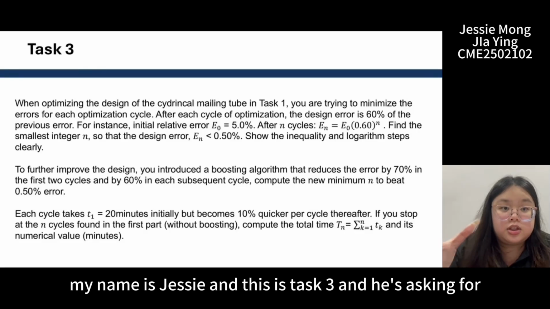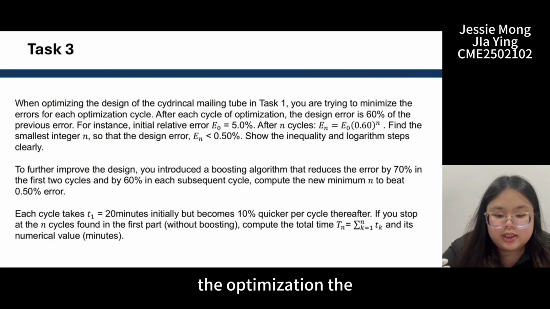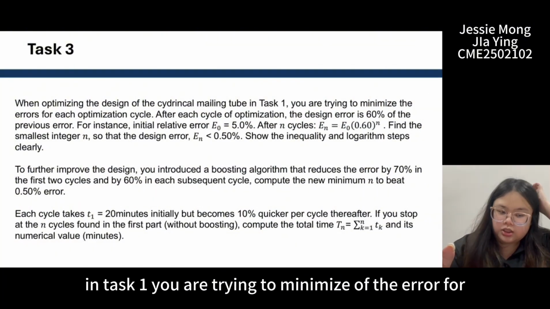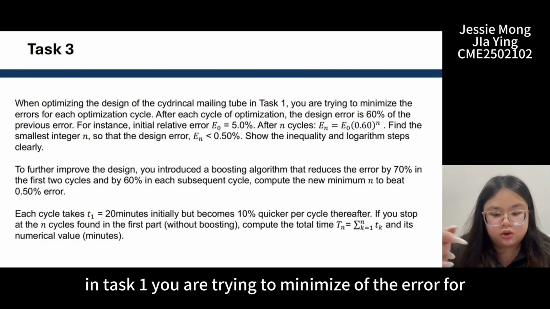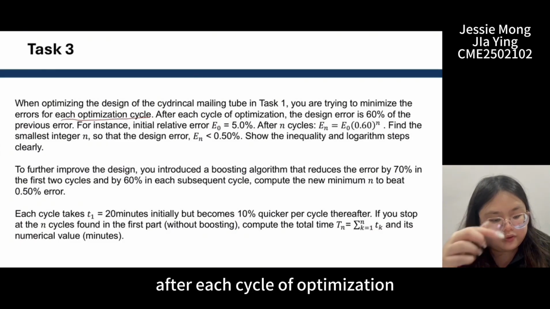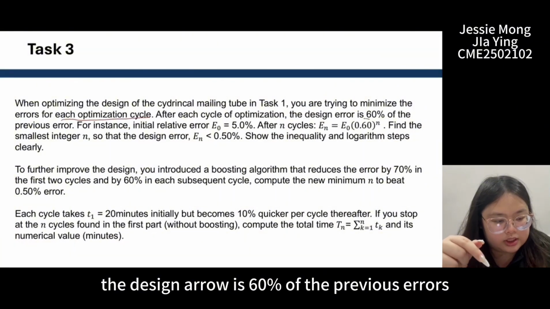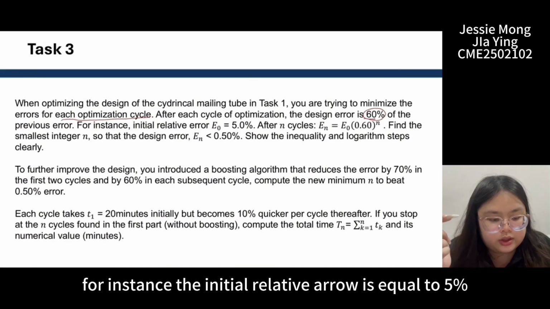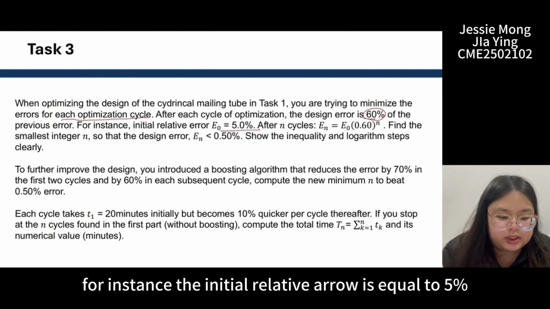Hi, my name is Jessie and this is Hashri, and he's asking about optimizing the design of the cylindrical milling tube in task 1. You are trying to minimize the error for each optimization cycle. After each cycle of optimization, the design error is 60% of the previous error. For instance, the initial relative error is equal to 5%.